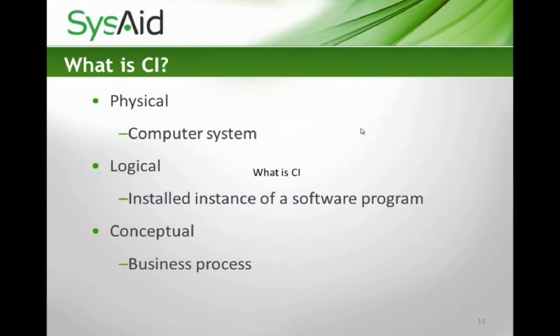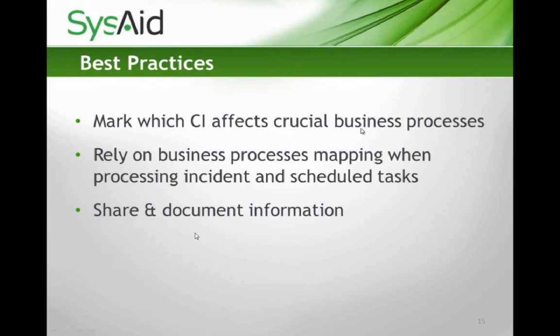A CI as well is a physical, logical, or conceptual item. It can be a computer system, or a logical installed instance of a software program. For example, quotes: if you're using a CRM that sends quotes, then you can parse that CRM into a quote module, or customer management, or reports. The reporting might be in a different place, and a business project like backup, as well.